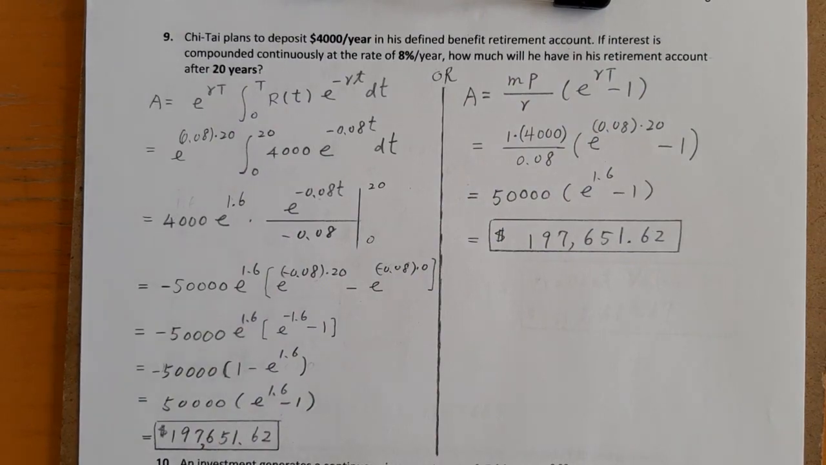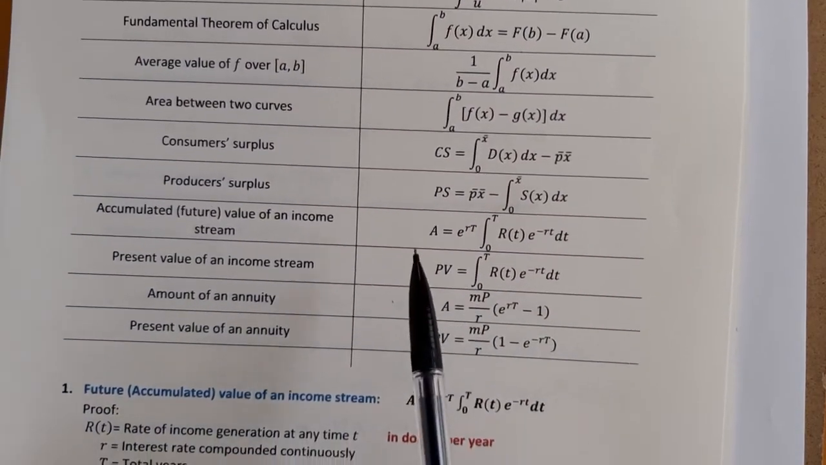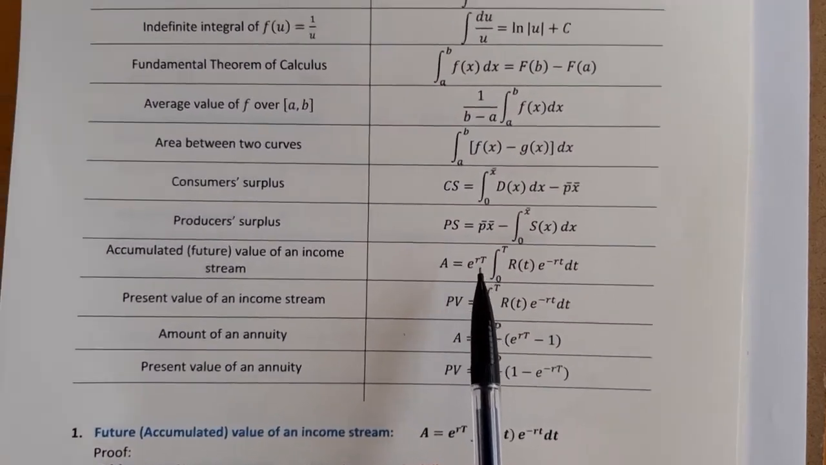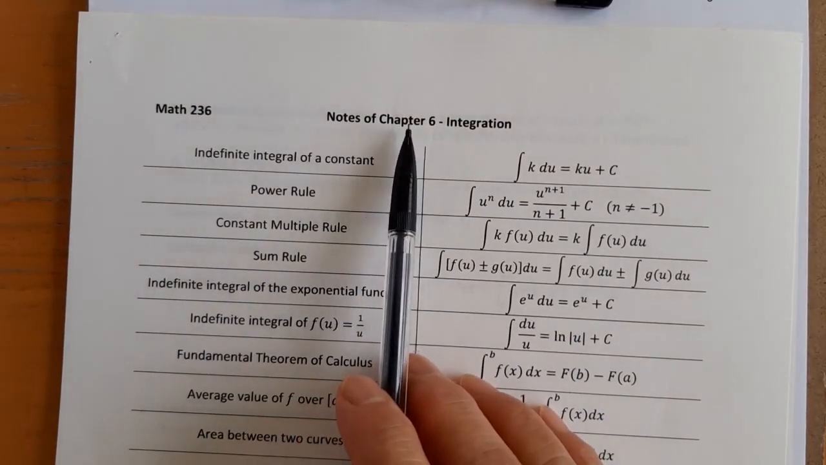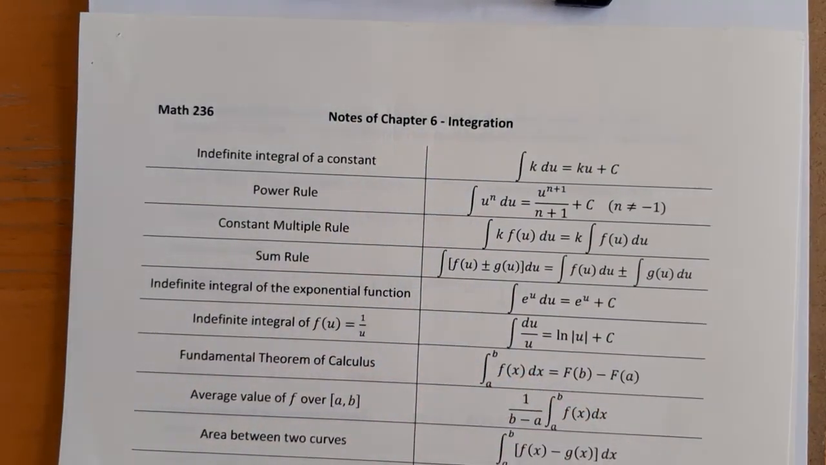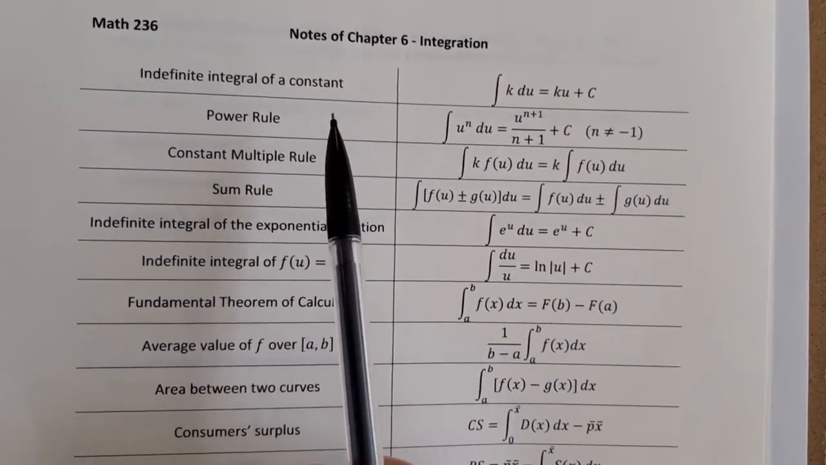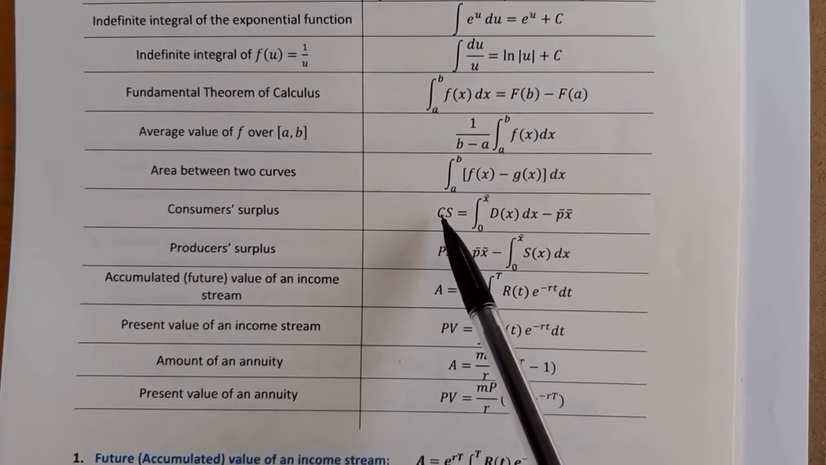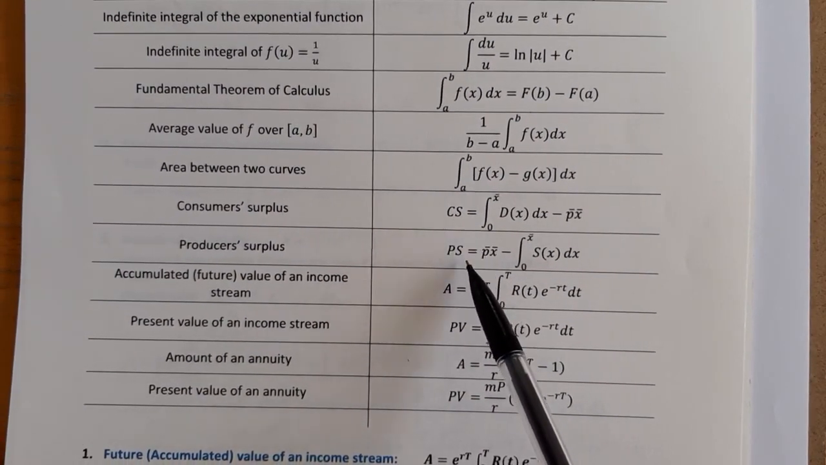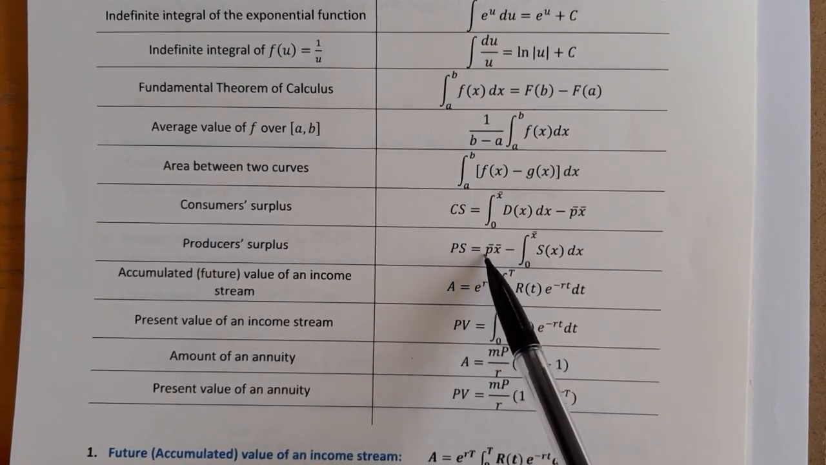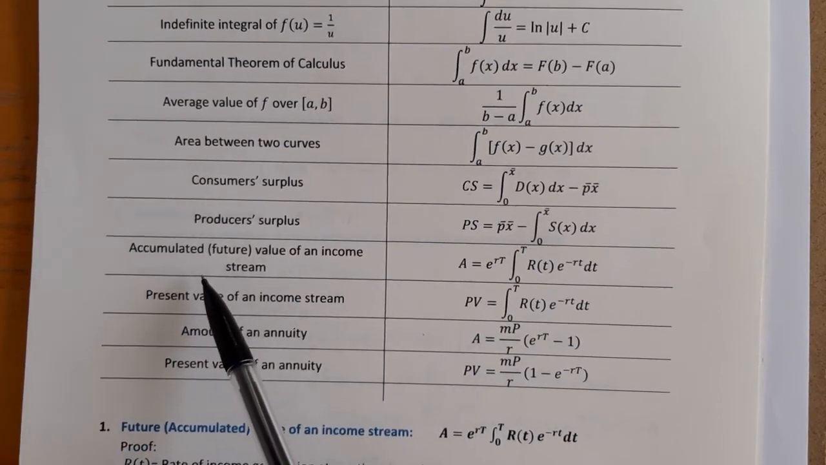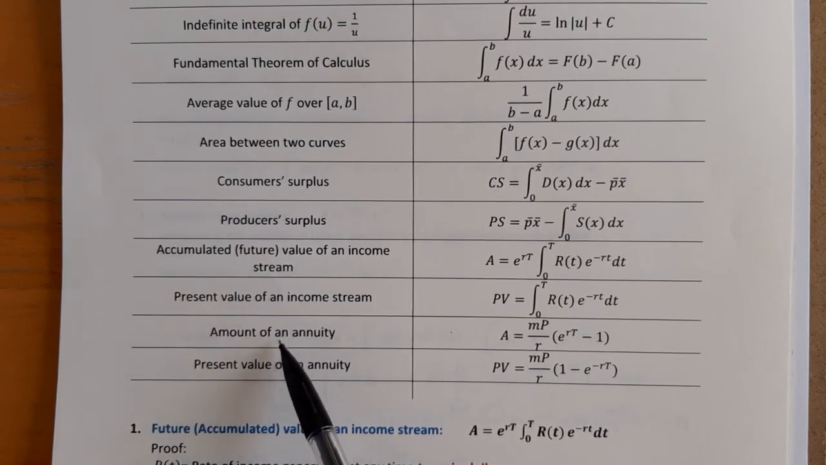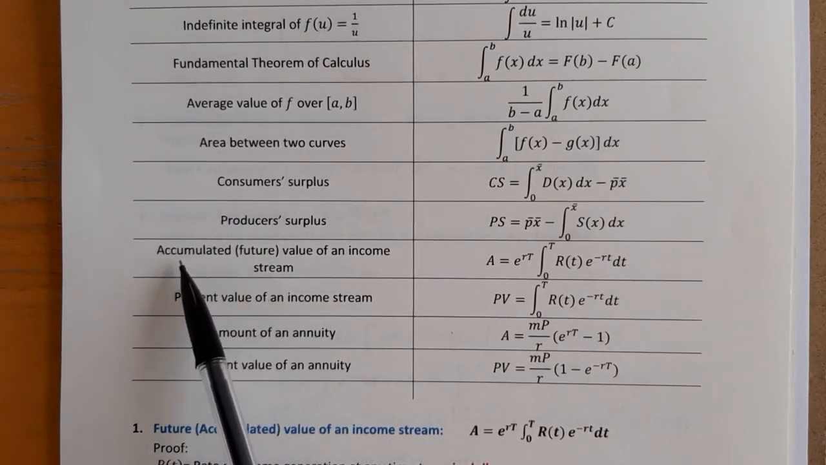We will use this formula. This is from the notes of chapter 6, integration. Here are the integral formulas, and you can see the consumer surplus formula and producer surplus formula. Here, we will use the four formulas here.